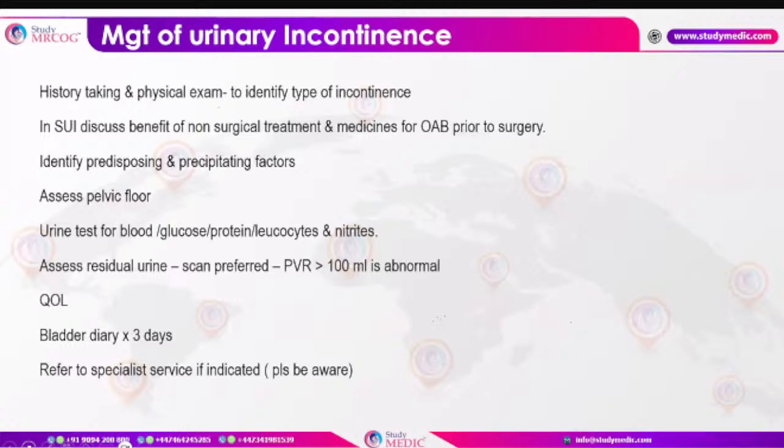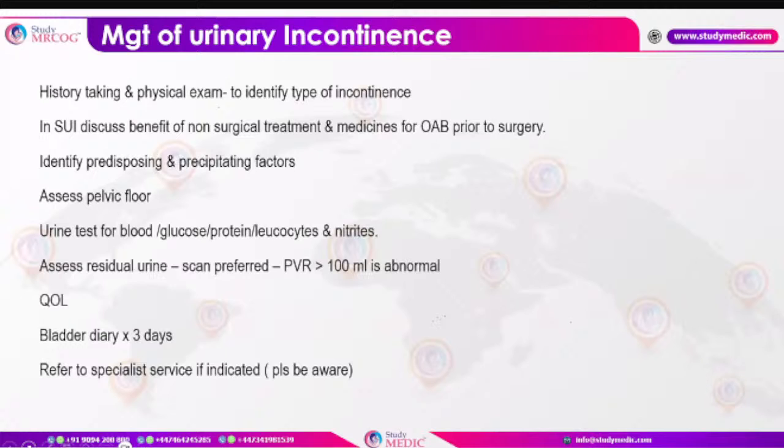The next important investigation is done. You have to assess the residual urine. So for this, you can do a scan, or also you can just put in an in-out catheter. But because an in-out catheter again is an invasive procedure, a scan is always preferred. And remember that whenever the post-void residual is more than 100 ml, it is always abnormal.